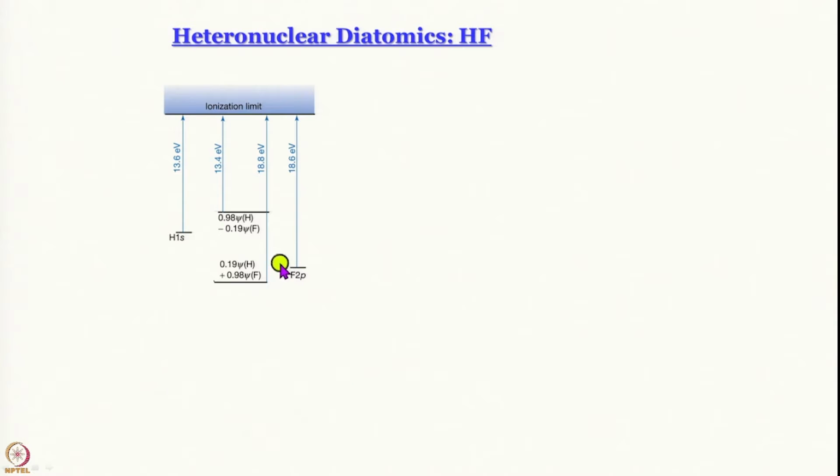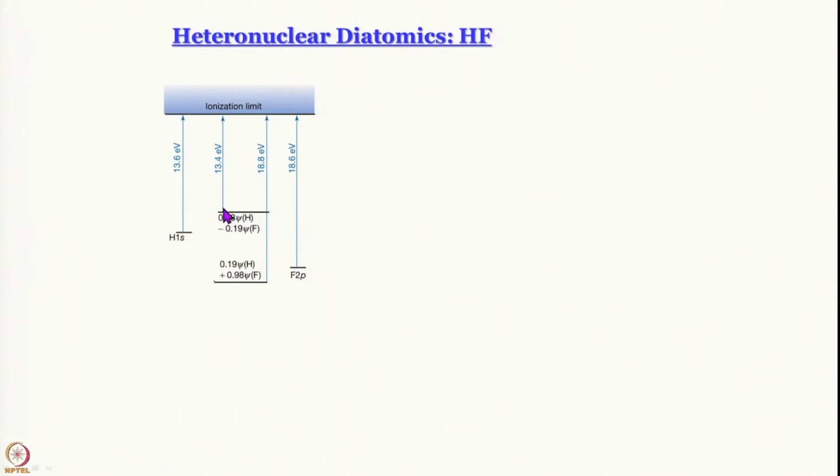So, when we go ahead and do the quantum chemical treatment, we get this expression. The higher energy orbital is 0.98 times the wave function of the 1s orbital of hydrogen atom minus 0.19 psi F, and for the lower energy one it is 0.19 psi H plus 0.98 psi F. These are not normalized so that the sum of coefficients will be 1. So, we have a lower energy orbital which is very close in energy and in nature to an orbital of fluorine. There is another one that is very close in behavior to an orbital of hydrogen.